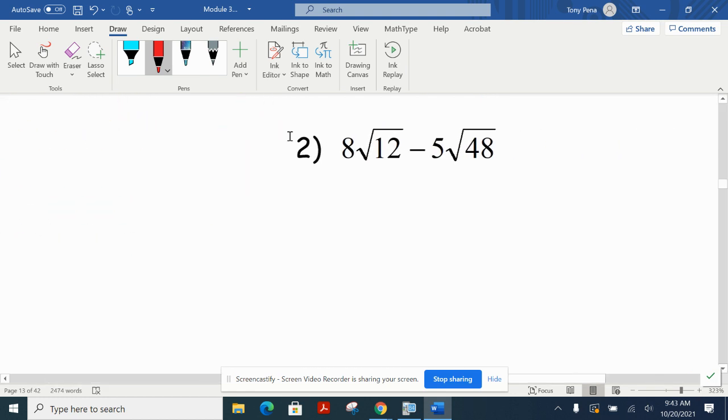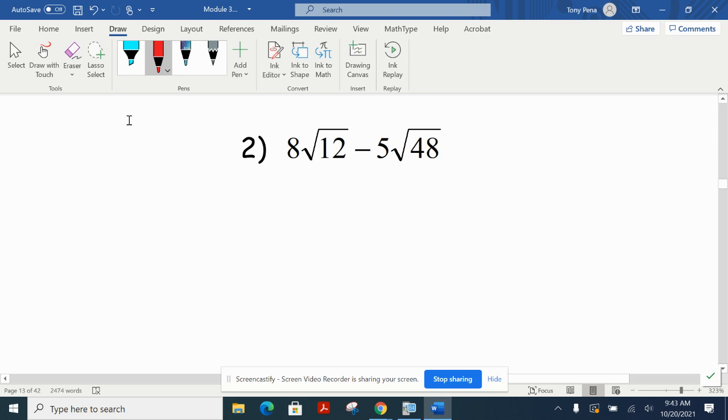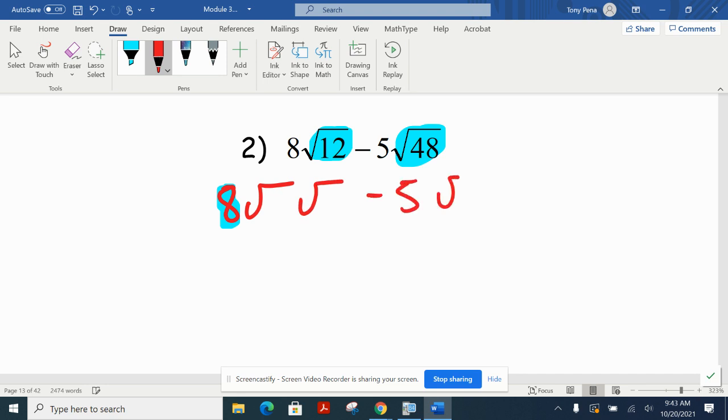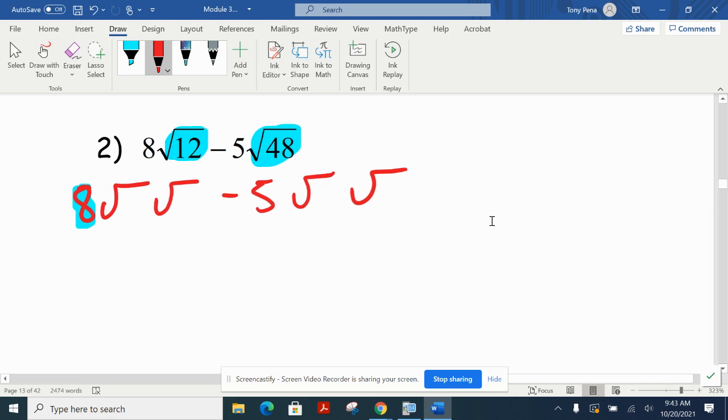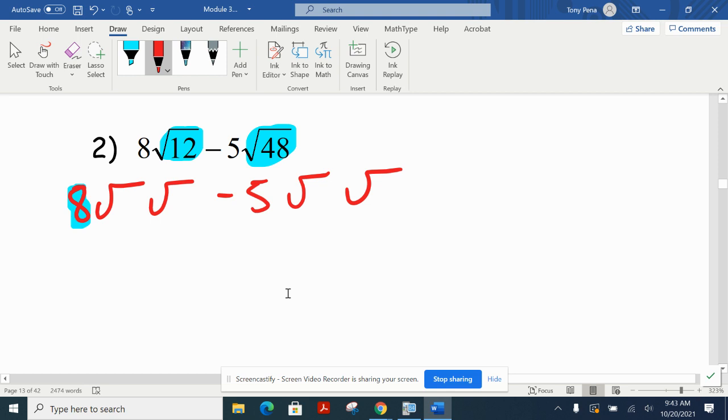All right, so same thing with number 2. Right now, these are not like terms, right? This is a root 12. This is a root 48. So we can't do anything with them. But those are both pretty big numbers. Pretty reasonable chance that we could find some perfect squares that's going to work for these two. So do that real quick. Find perfect squares for 12. Find perfect squares for 48. Get that part down. This is, again, what we just got back for the homework.